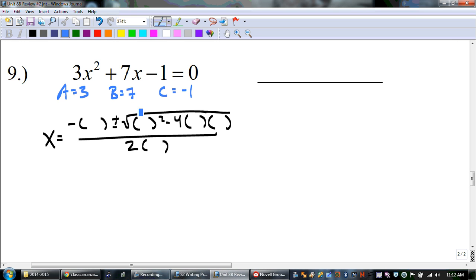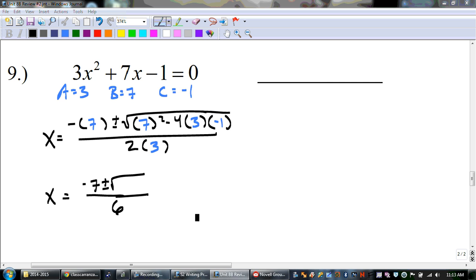Okay, so x equals the opposite of b, plus or minus the square root of b squared minus 4AC, all divided by, that's right, 2A. So let's go ahead and start plugging in all of those numbers. We get 7, 7, 3, -1, and then 3 on the bottom. So the opposite of 7 is -7, plus or minus the square root. We've got to figure that out. And on the bottom, 2 times 3 is 6.